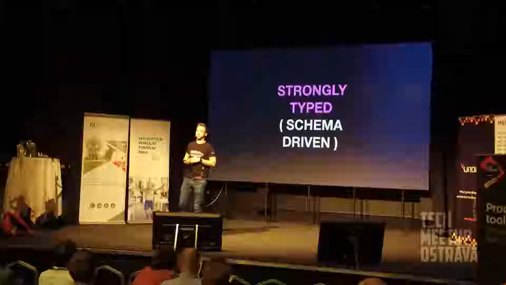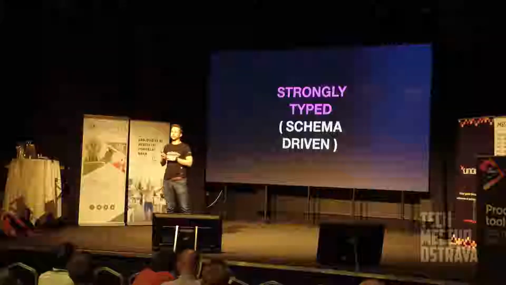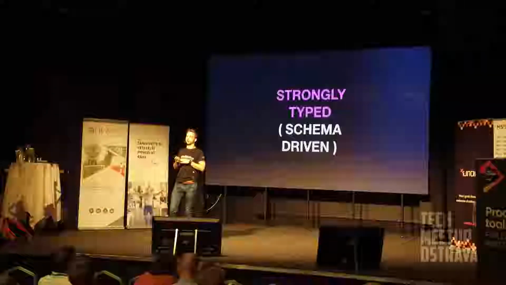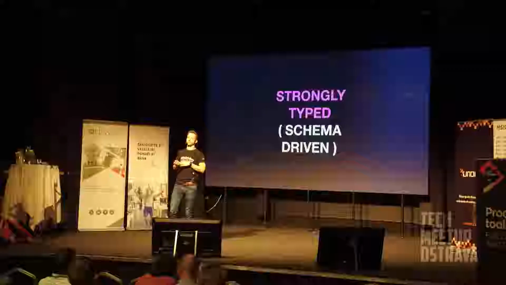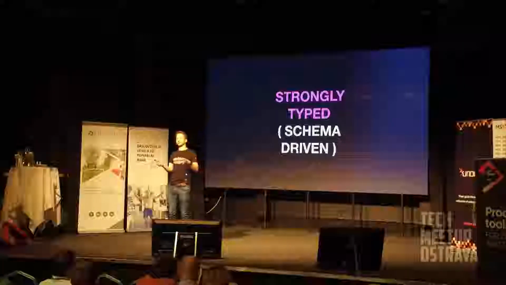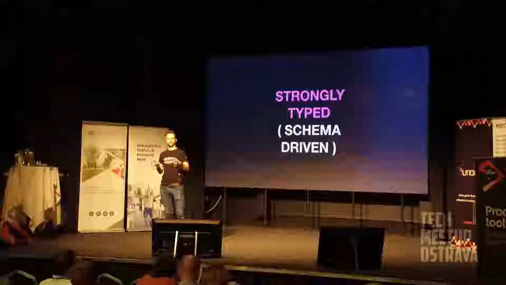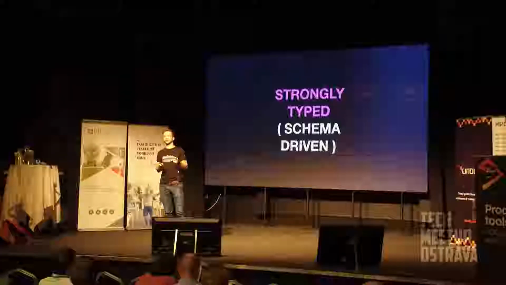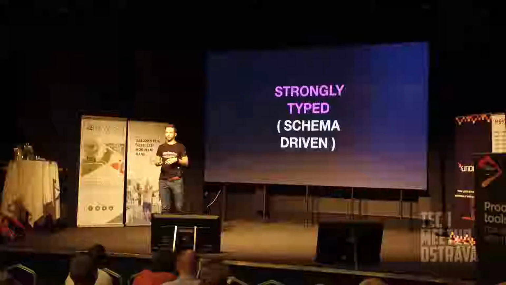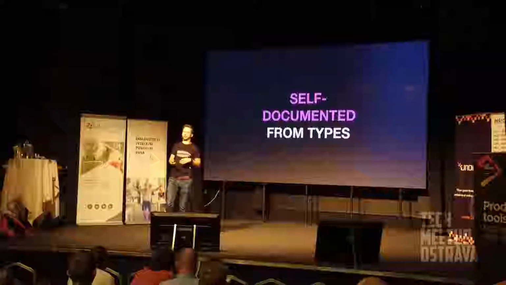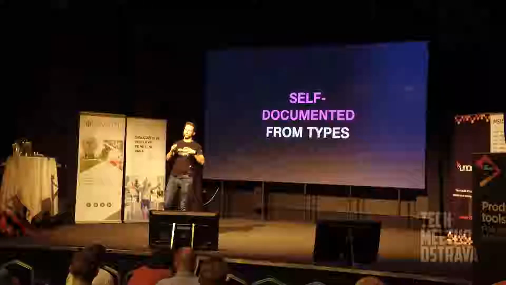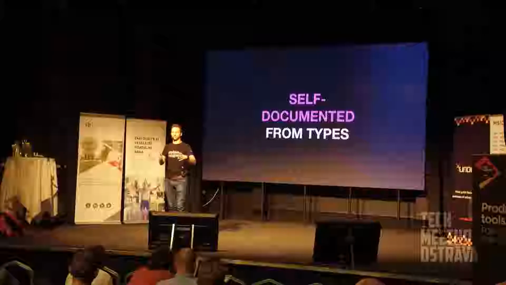And one of the big pluses of GraphQL is that it's strongly typed. In REST APIs, most of the time, it's not easy to understand the typing that the REST API provides. But in the GraphQL type system, the schema is the king. So everything goes from the schema.